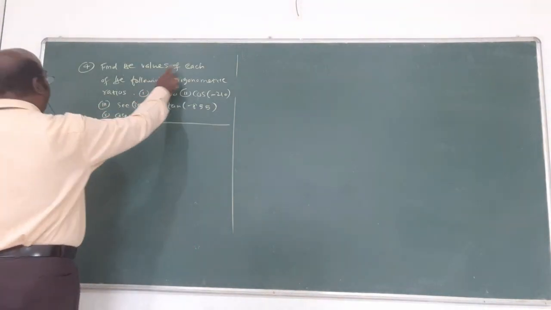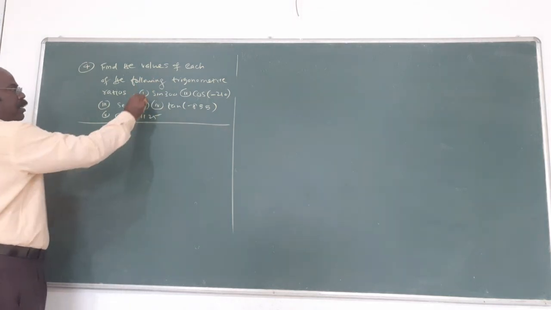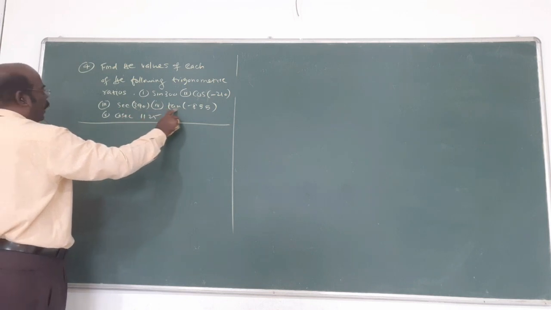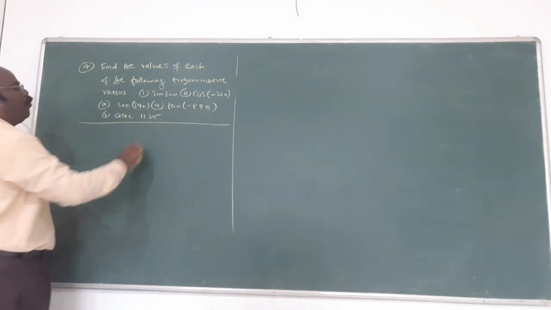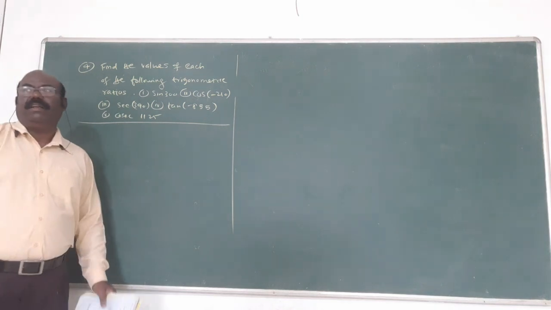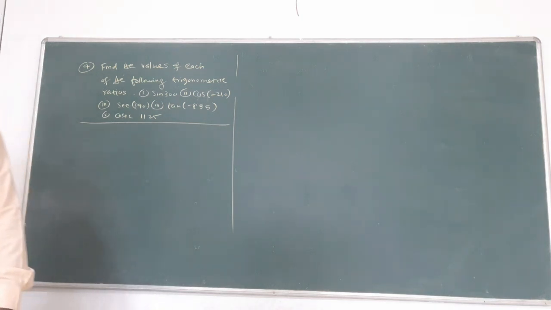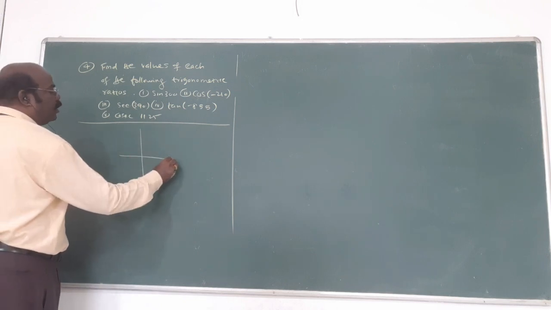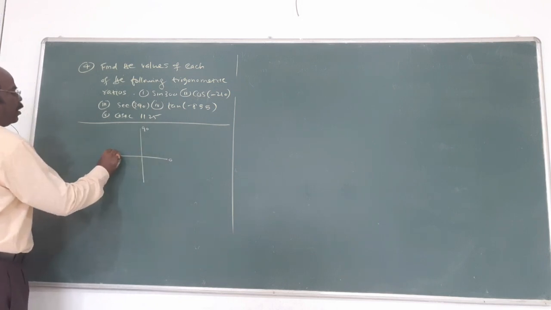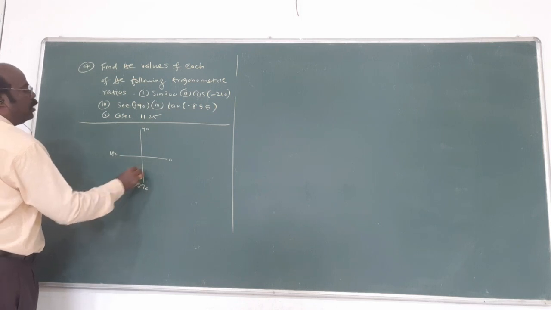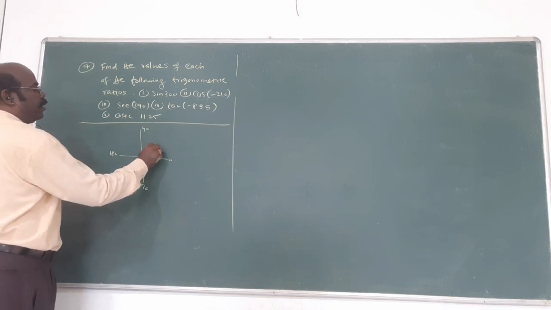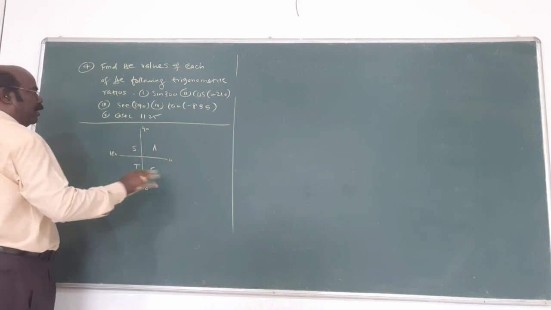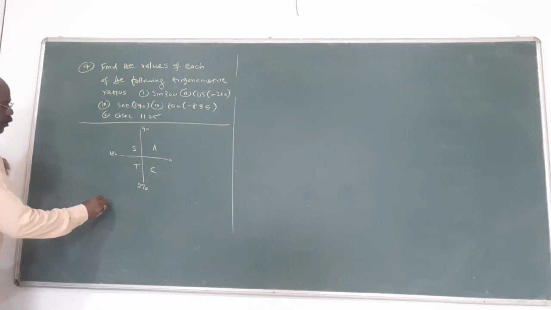Now find the values of each of the following given ratios: sin of 300, cos of 210, secant of 390, tan of 855, cosine of 125. These are all values of more than 90. Therefore, first draw the ASTC diagram. This is easy for you. 0 degree, 90 degree, 180, 270. Here A, S, T, C. The first quadrant, second, third, fourth in this way.